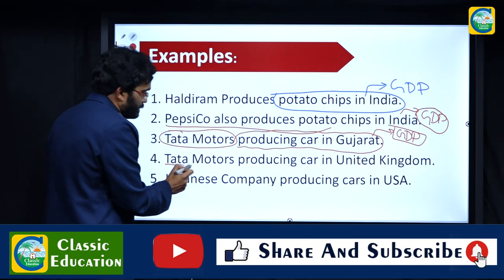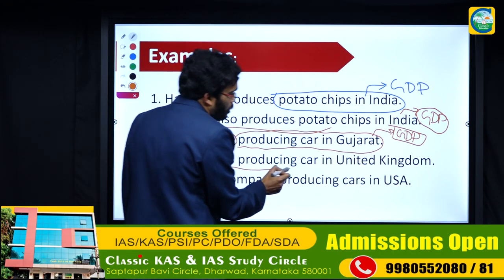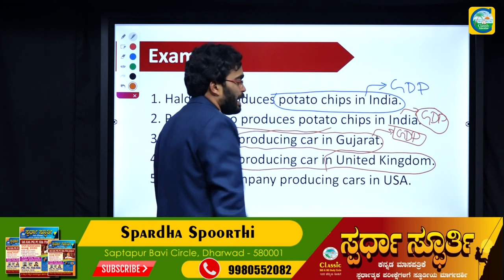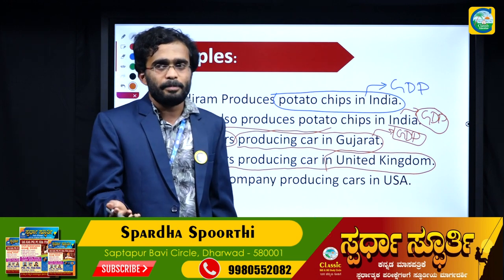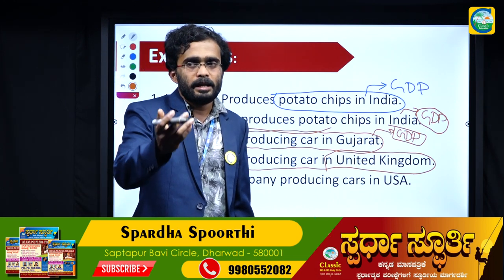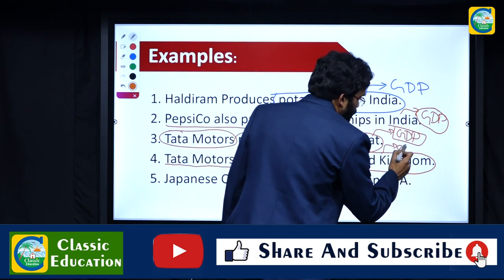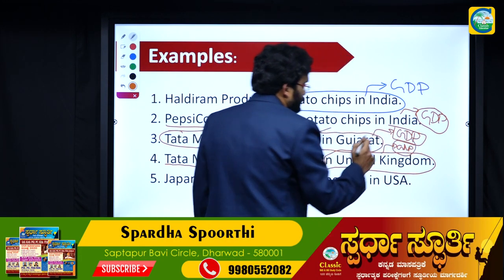Tata Motors, another example we are taking. Tata Motors is producing cars in the United Kingdom, in the UK. Does it come under GDP or GNP? You are absolutely correct. It comes under gross national product, GNP.